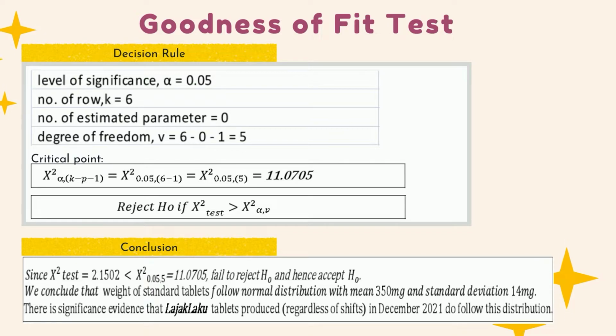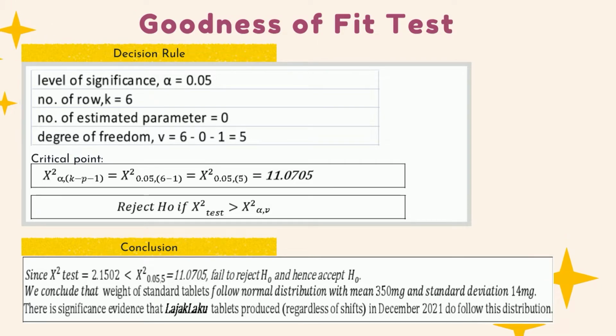Then, we need to calculate the critical point, which is chi-square alpha, K minus C minus 1. By referring to a statistical table, the critical point we get is 11.0705. In general, we need to reject the H0 if the chi-square test statistic is greater than the critical point.